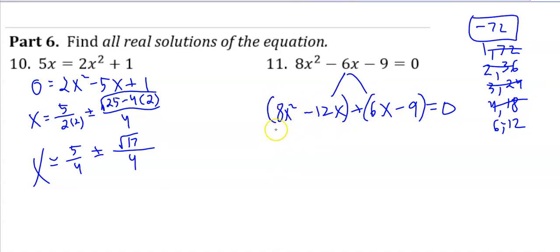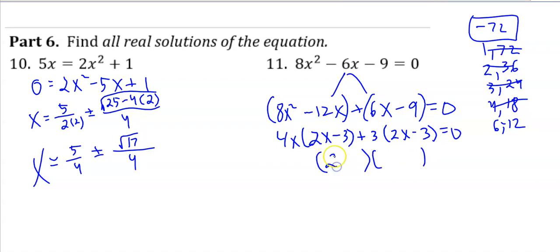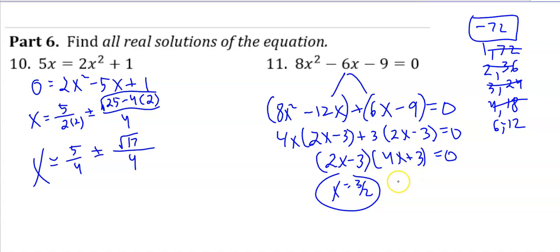We're going to factor by grouping. Pull out the GCF. I guess that would be 4x times 2x minus 3 plus 3 times 2x minus 3. I like that. That means it does factor. So go ahead and regroup it. 2x minus 3 times 4x plus 3. Set each factor equal to 0, so you get x equals 3 halves, and x equals negative 3/4. And you got it.